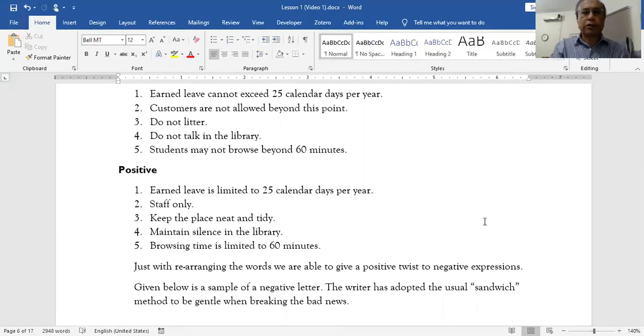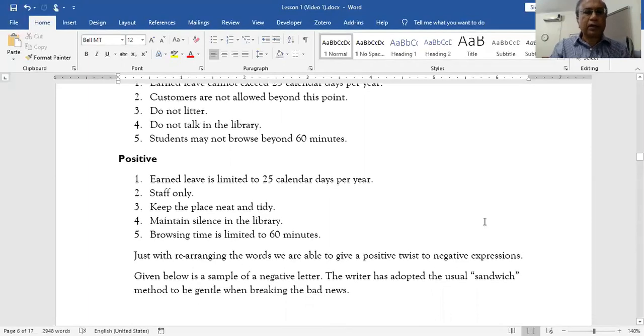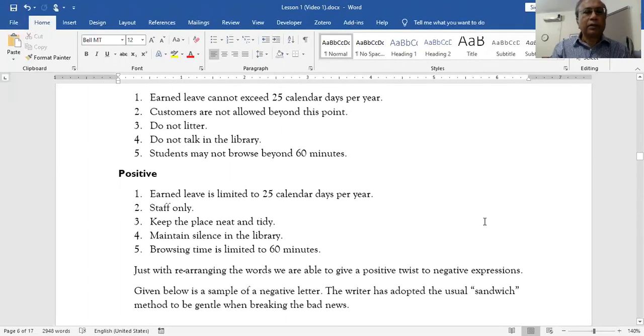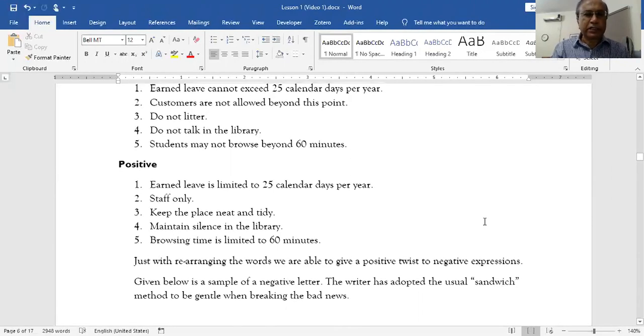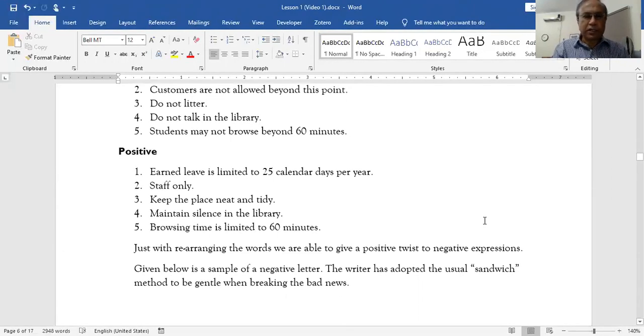Number 2, negative sentence: Customers are not allowed beyond this point. You can say, staff only. Negative sounding sentence number 3: do not litter. The positive sounding sentence is: keep the place neat and tidy.